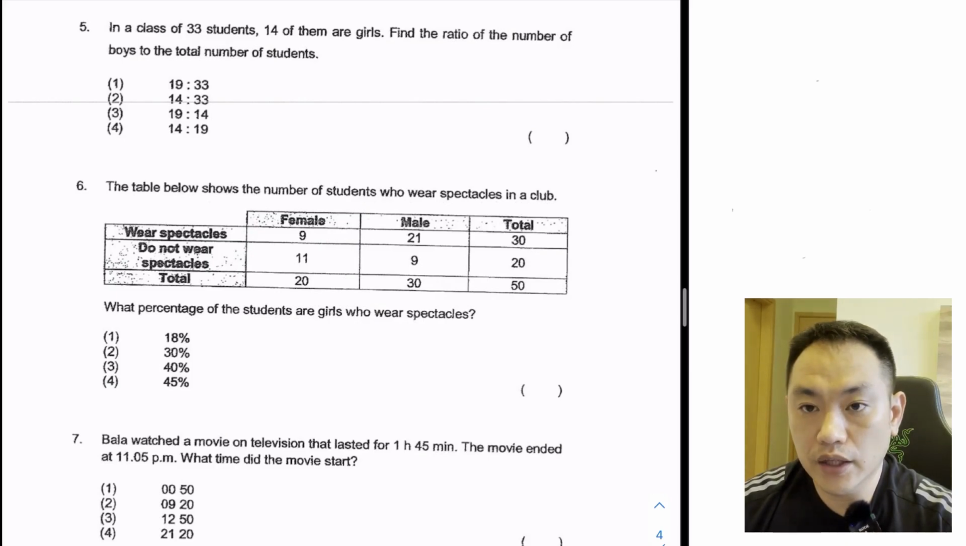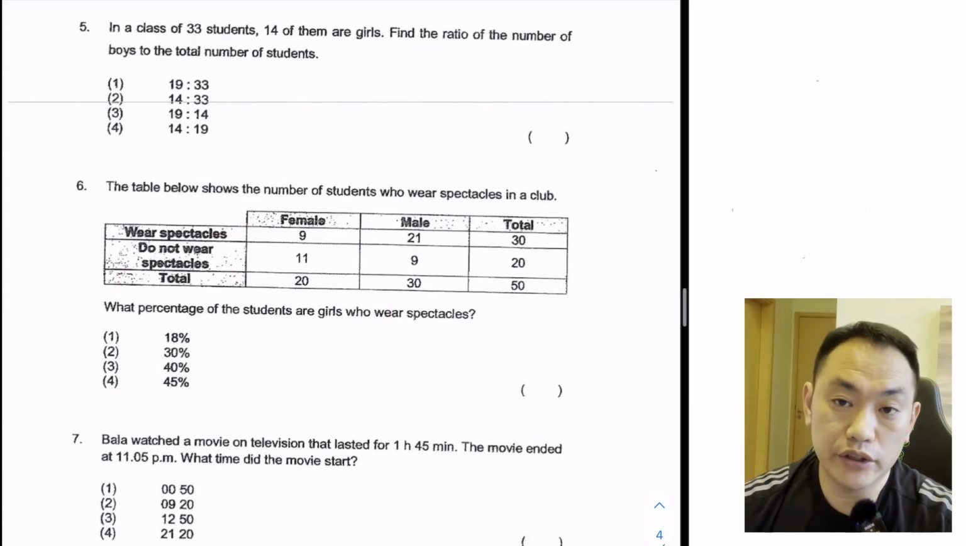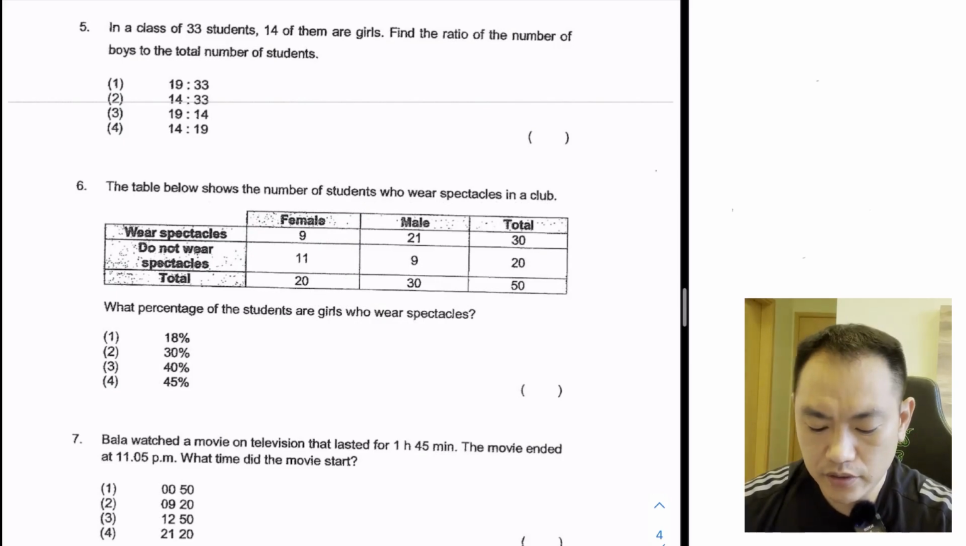It's very important for all the questions that you read the question very carefully and find out what exactly they're asking for, which answer they want you to write. So we want to find the number of boys to the total number of students. The total number of students, 33, we already have. The number of boys: there are 33 students in total, and 14 of them are girls, which means the rest are boys.